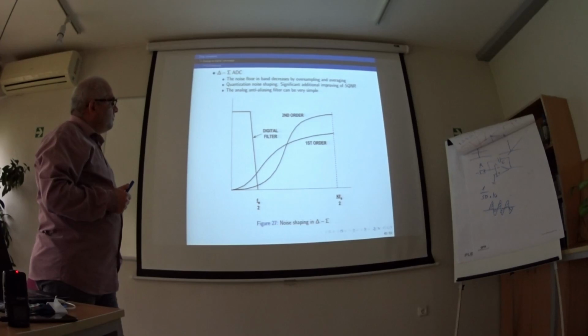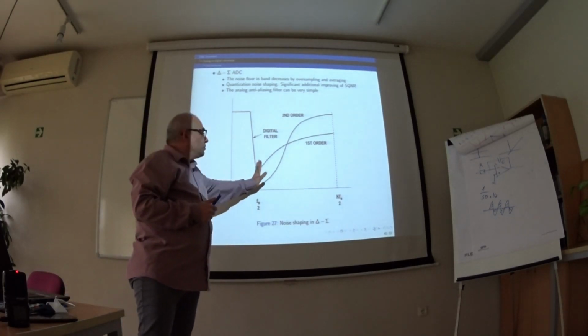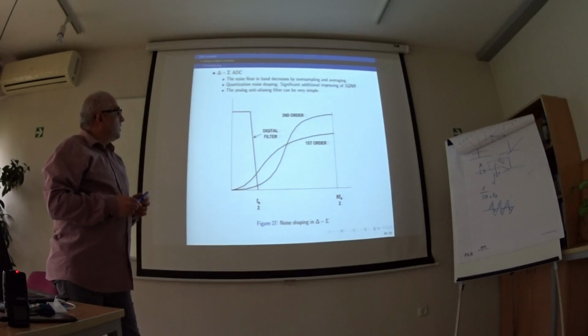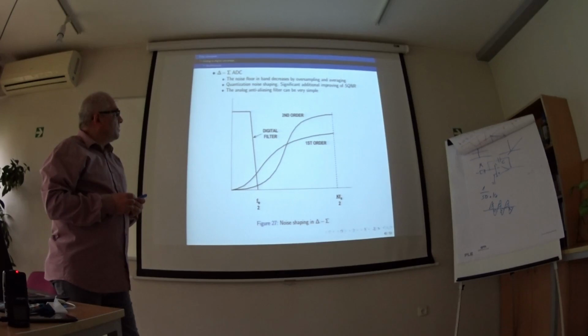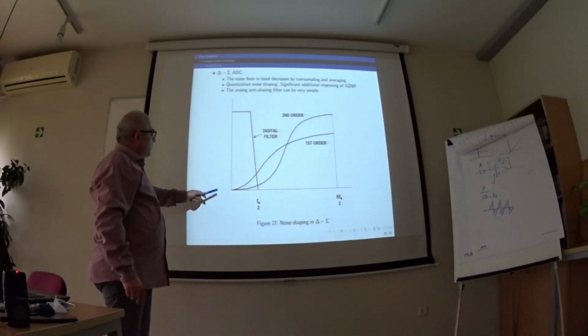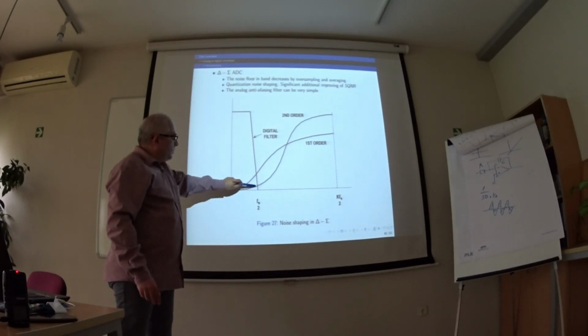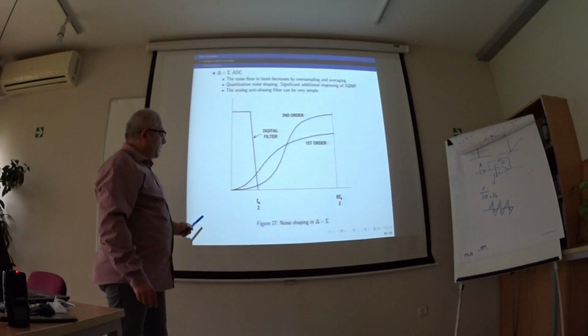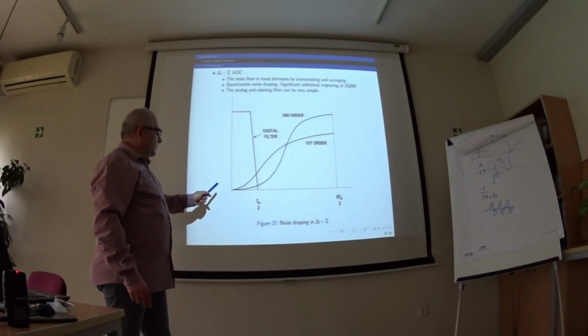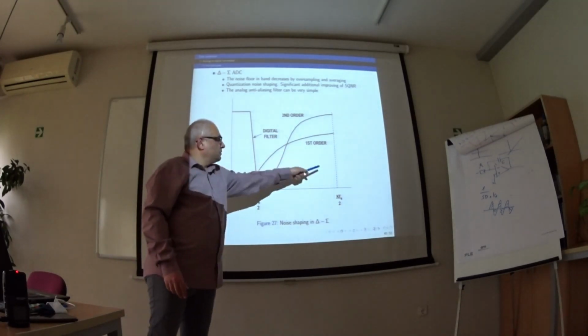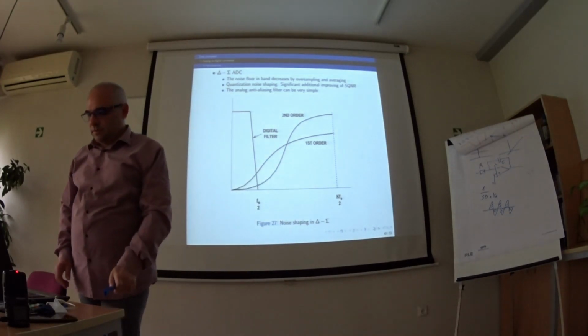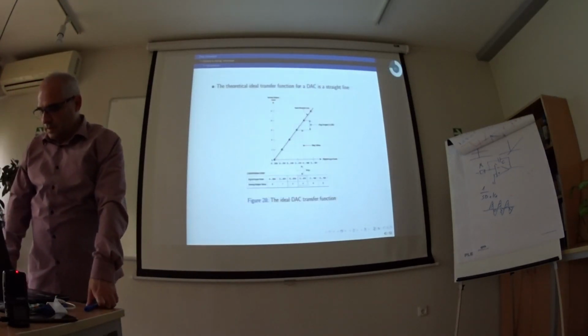power spectral density from low frequencies into the high frequencies. And this leads to improvement of the signal to quantization noise ratio, because if we apply our digital filter, we have a little bit of noise here. The higher power of noise is moved into the high frequency.